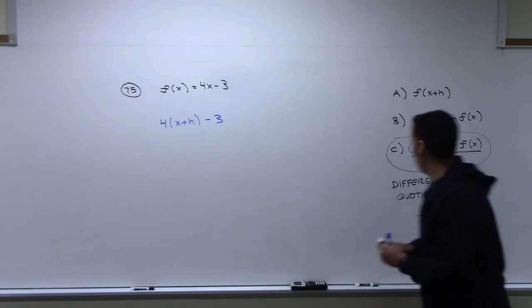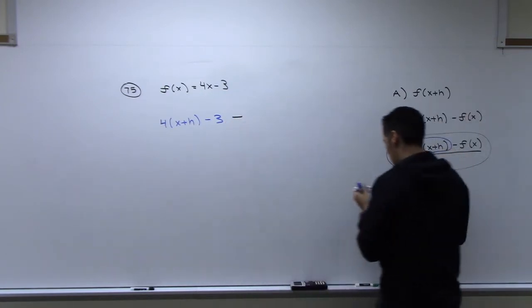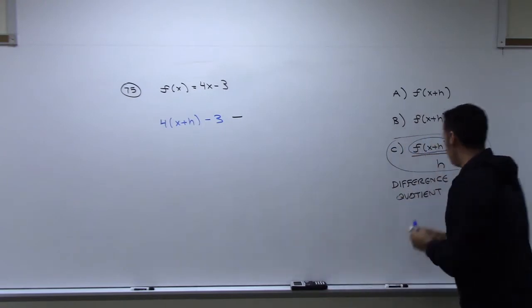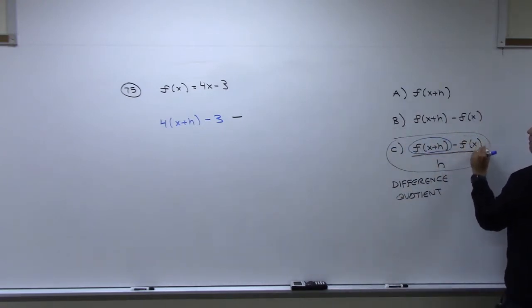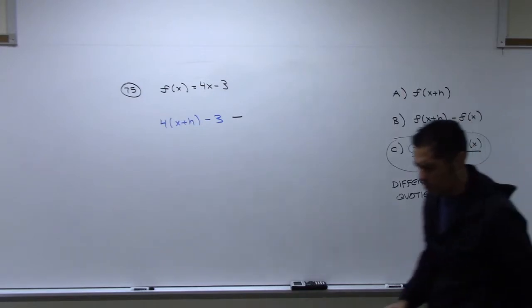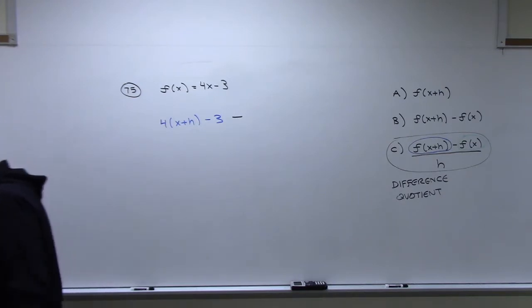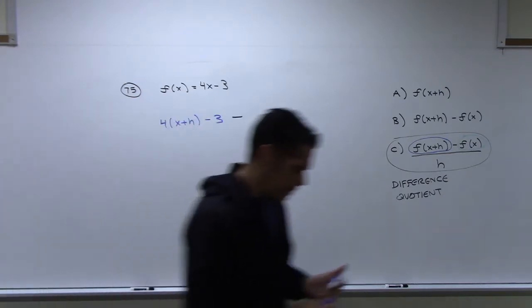Then I have a minus sign. So here's my minus sign. And then I have this piece, f of x, and this is not a very good marker. Let's see if I have a different color. I don't. Hang tight.